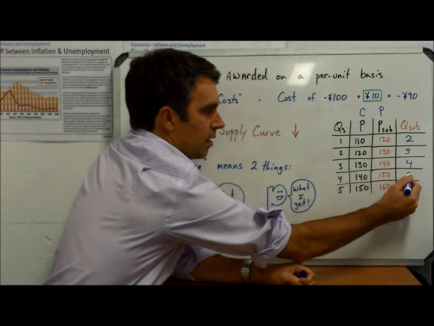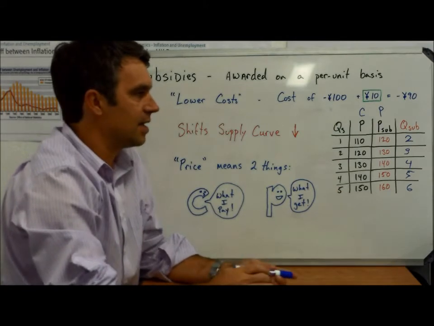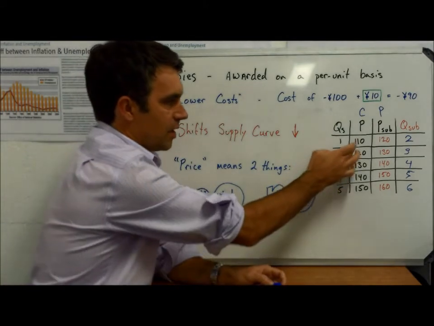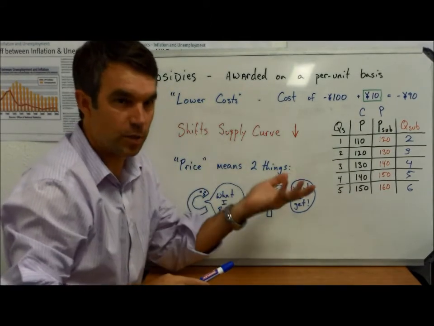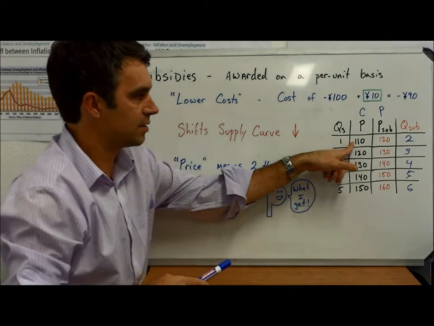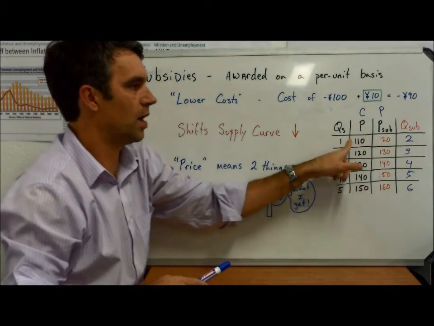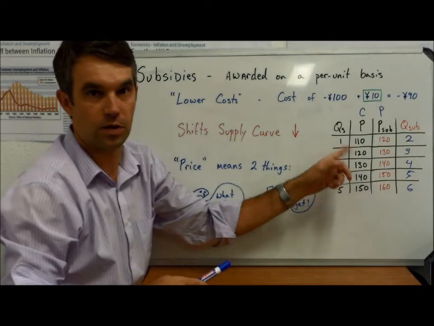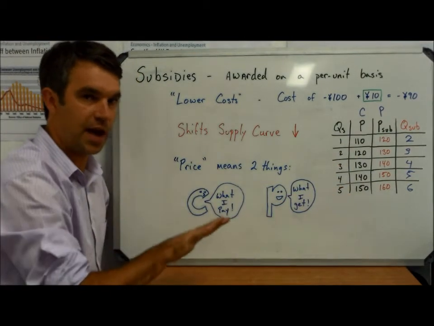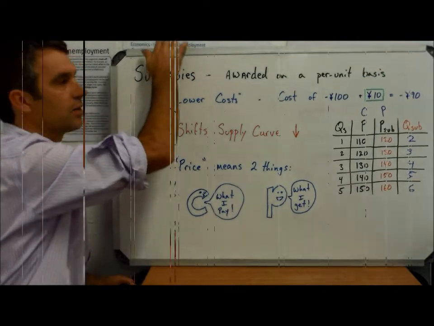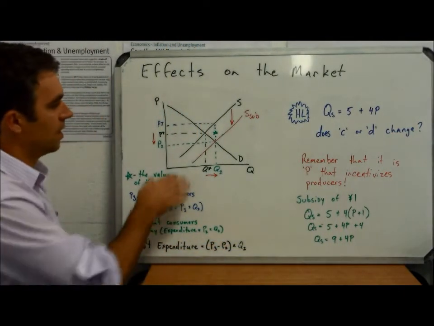So what we see here is that just like what we saw with indirect taxes, for each price, and here for price we're going to think about what the consumers pay, the quantity supplied is going to be greater. 2 is greater than 1, 3 is greater than 2, etc. And that's going to result, when you graph it, in a downward shift of the supply curve. The effects on the market are pretty easy to look at.